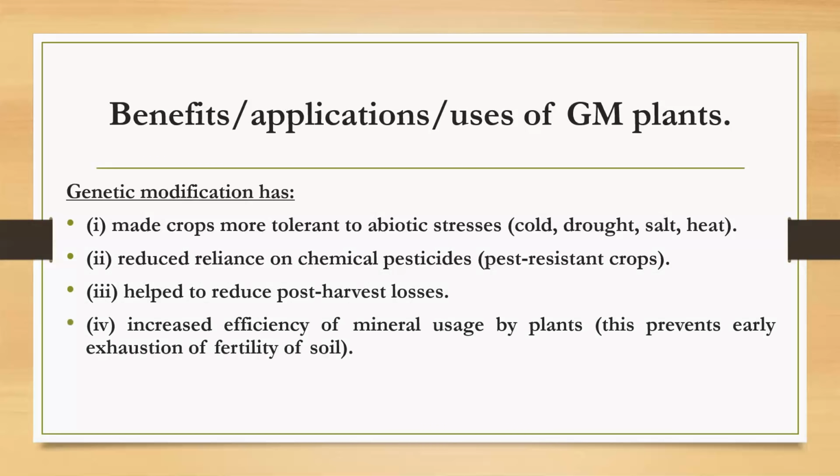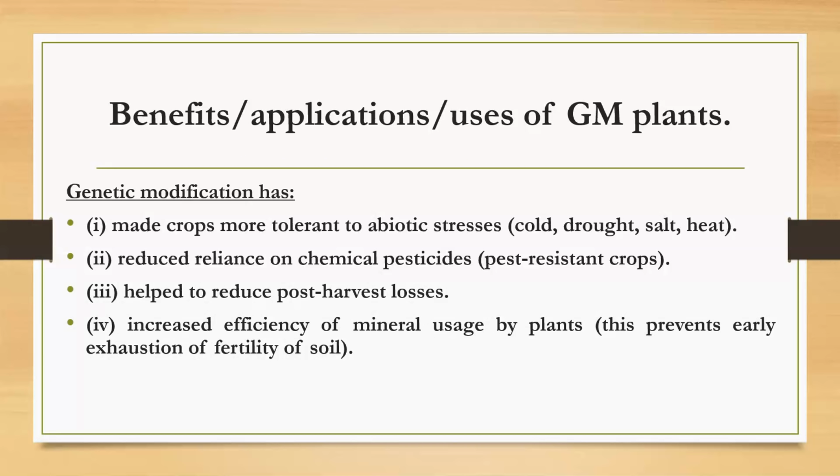And another important application, genetic modification has increased the efficiency of mineral usage by plants. So what is this, mineral usage? You know, the soil is a source of various kinds of mineral nutrients. If the soil consists of all types of mineral nutrients, the plant should grow normally and show luxuriant growth. But sometimes, even though there is a presence of all types of mineral nutrients and an adequate amount of water in the soil, the plant may not grow properly.